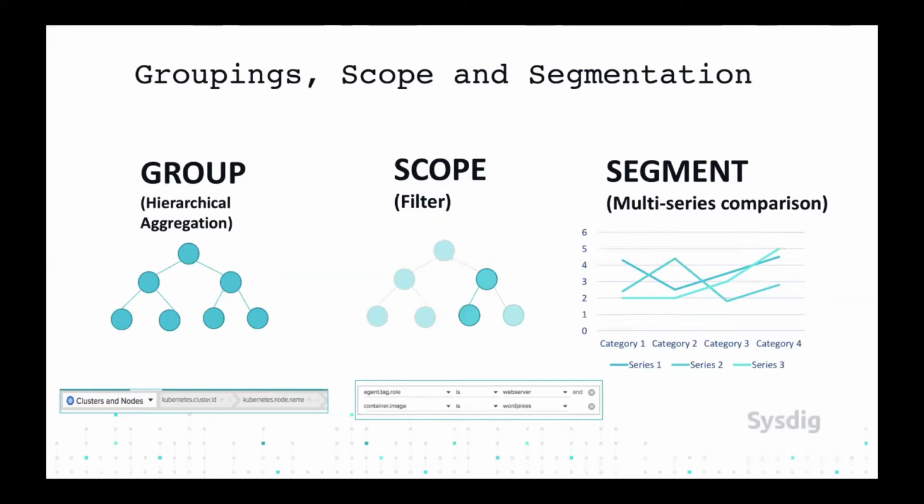That's scoping. And segmentation allows you to take the data and do a multi-series comparison. Let's say you're looking at CPU usage, you can say segment by container ID, and then instead of seeing one single line, you'll see multiple lines, each line representing a single container. These are the three fundamental concepts and some of the nuances that are changing to make these better.